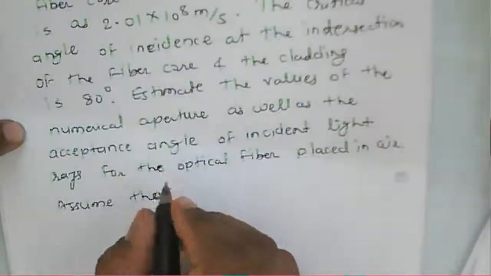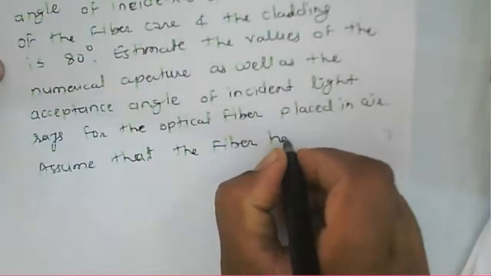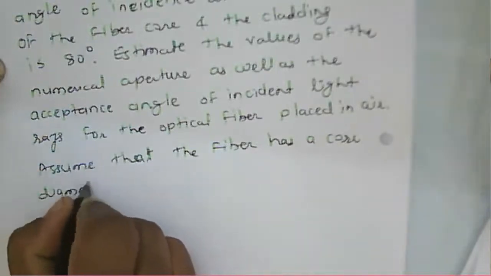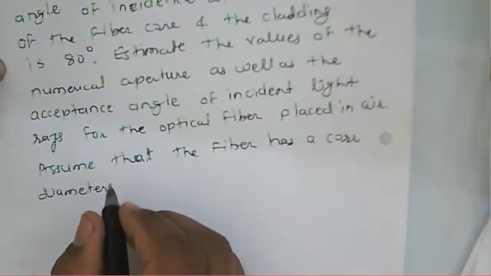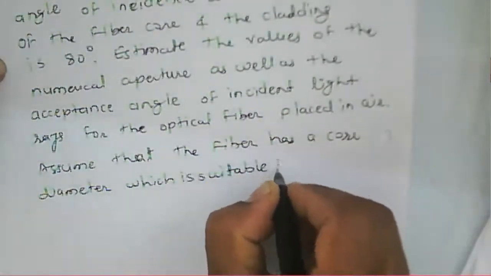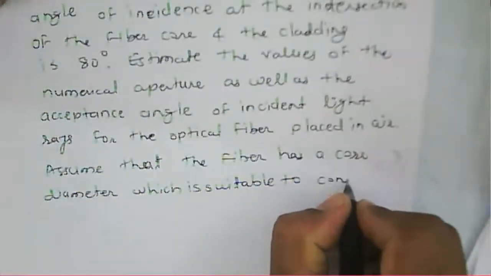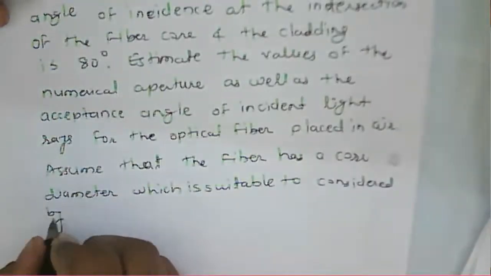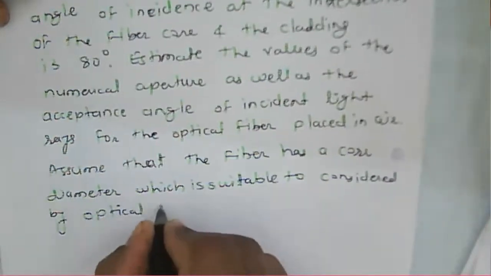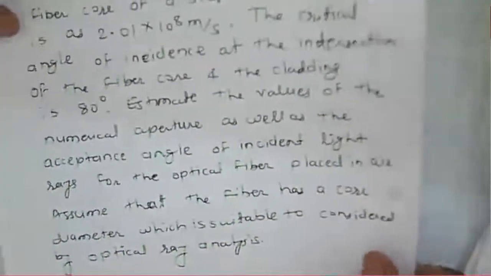Assume that the fiber has a core diameter which is suitable to be considered by optical ray analysis. Now, the statement is too big.